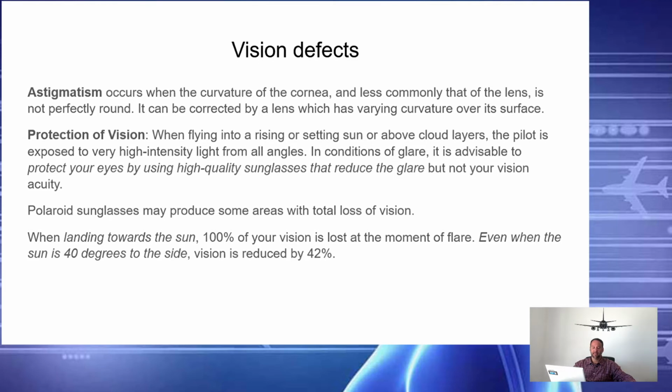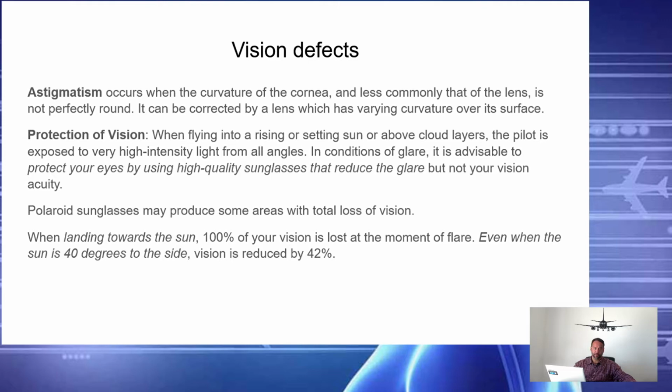Vision defects, astigmatism, occurs when the curvature of the cornea or that of the lens is not perfectly round. It can be corrected by a lens which has varying curvature over its surface.